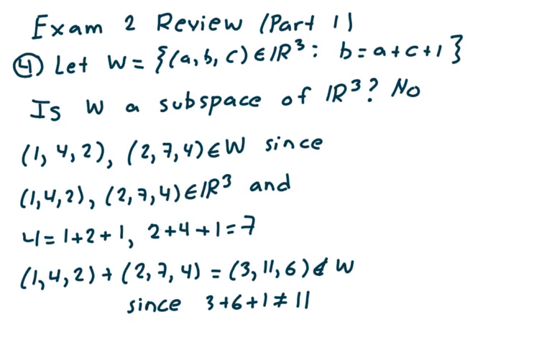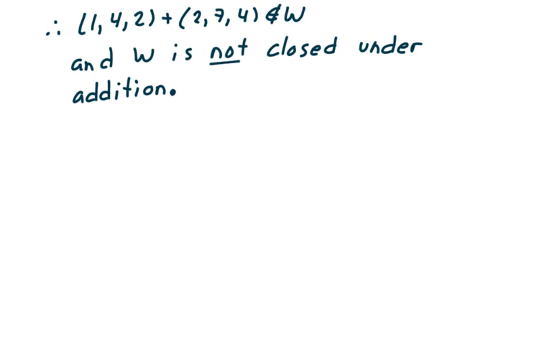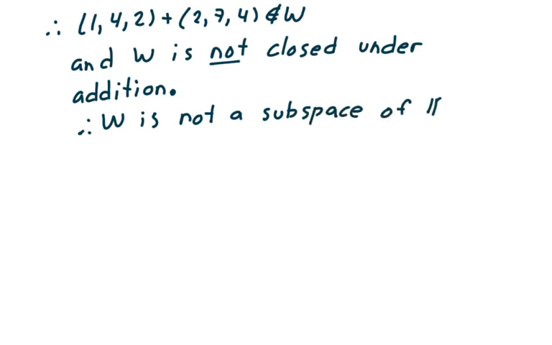And that doesn't belong to W because if I take 3 plus 6, take the first component, add it to the third component, and then add 1, you don't get 11 back. And so, therefore, the vector (1, 4, 2) plus the vector (2, 7, 4) doesn't belong to W, and W is not closed under addition. And we can then say W is not a subspace of R3.